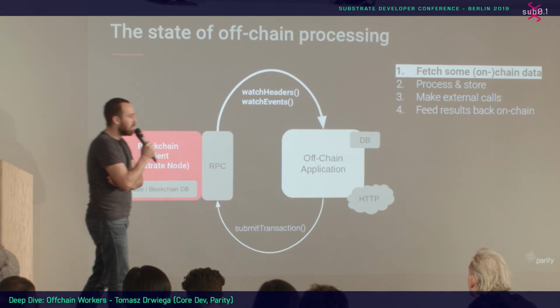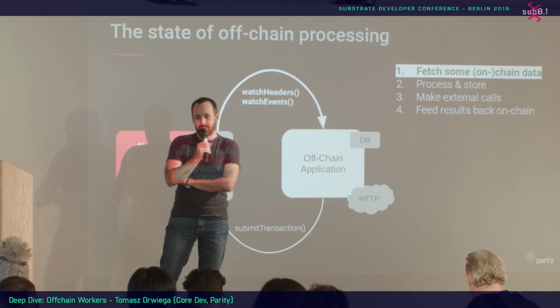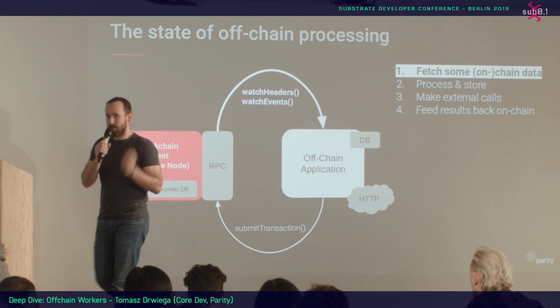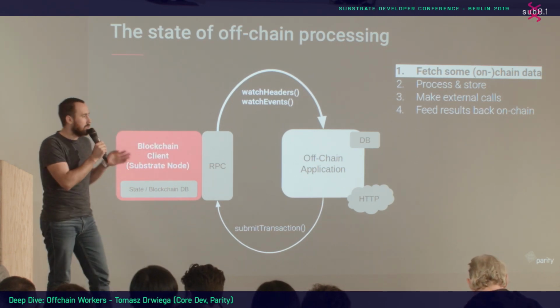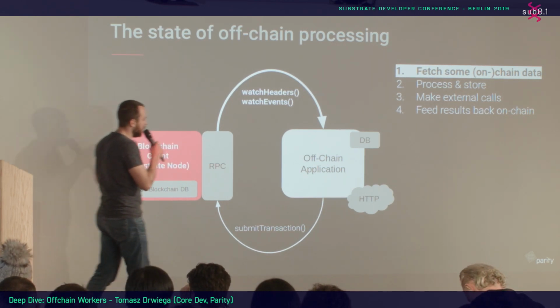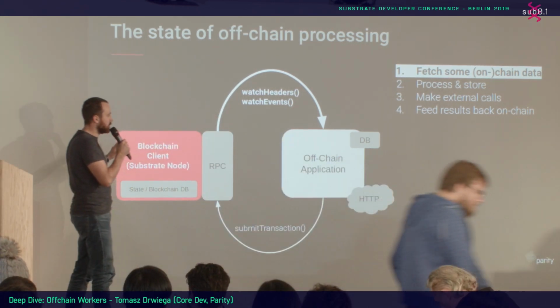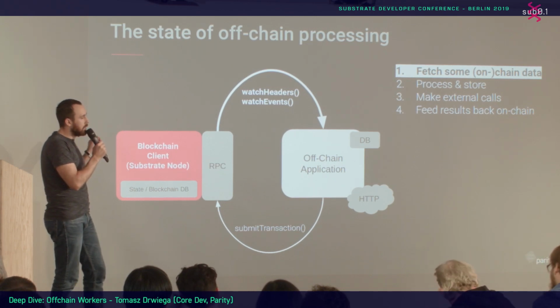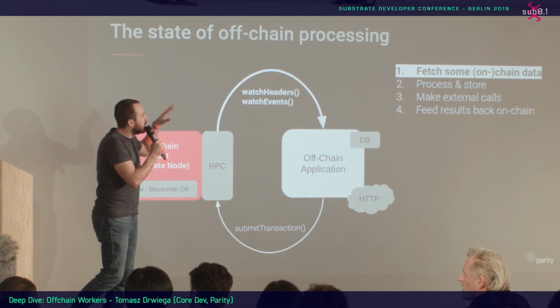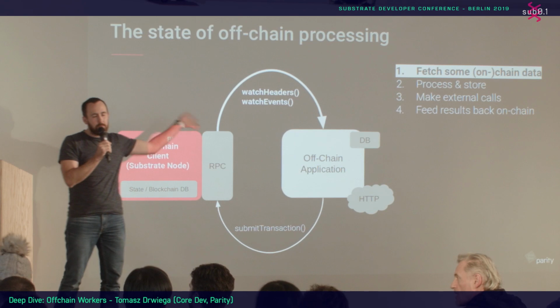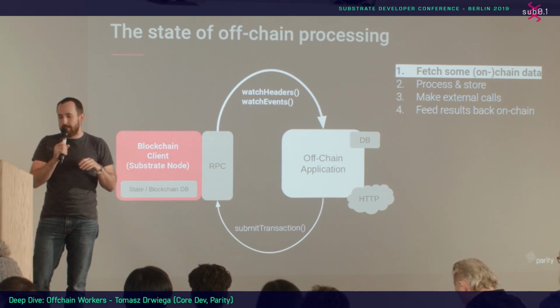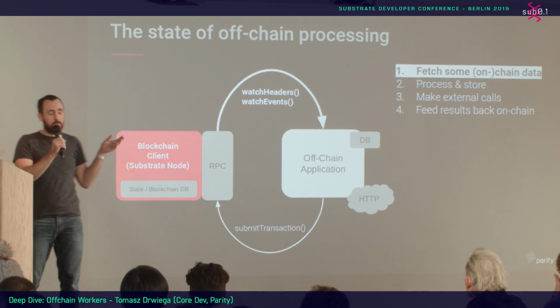So if we talk about off-chain applications, this is usually what we mean right now. It's an application that is running separately from the blockchain client, whatever that blockchain client might be. And that application is usually doing these 4 steps. Some of them are obviously optional. And yeah, this is what usually happens.